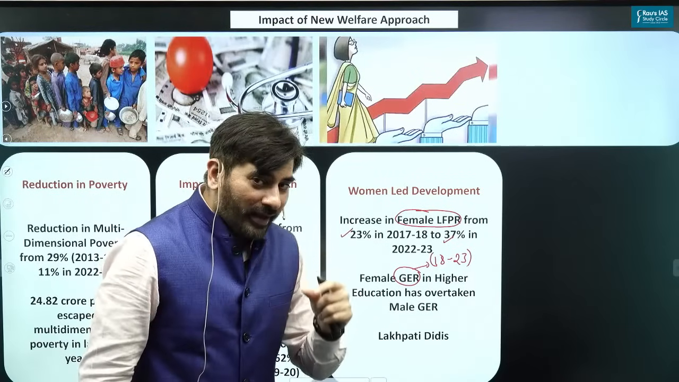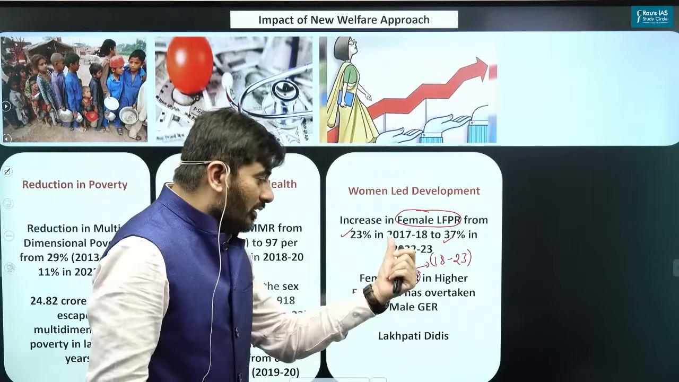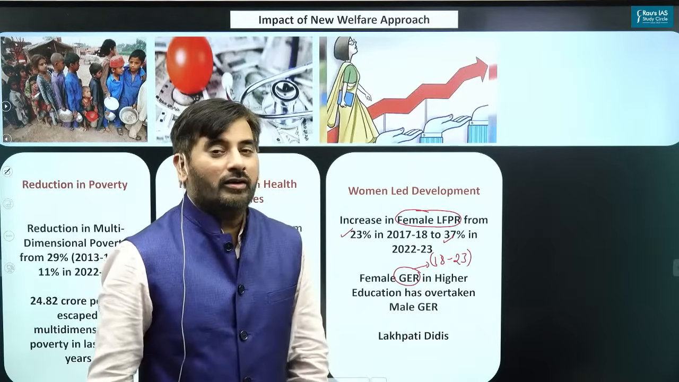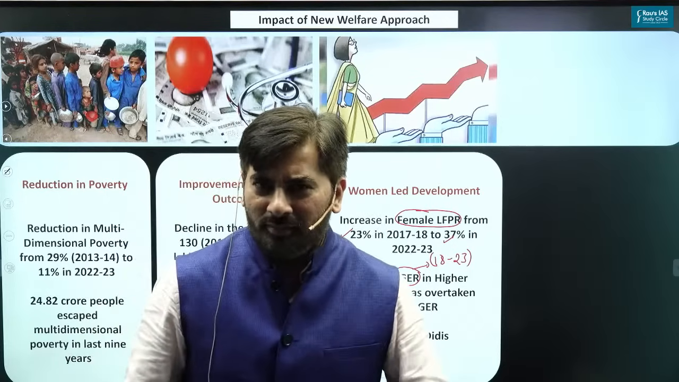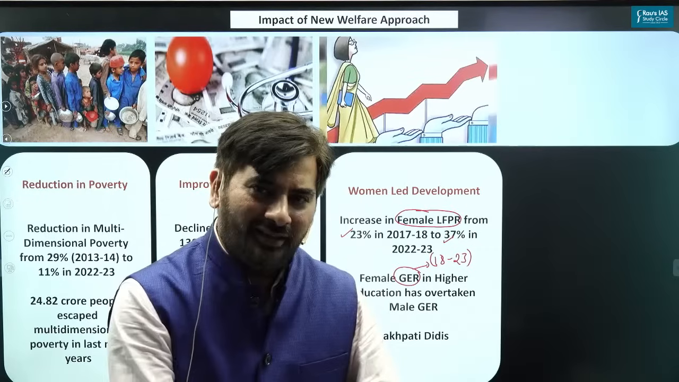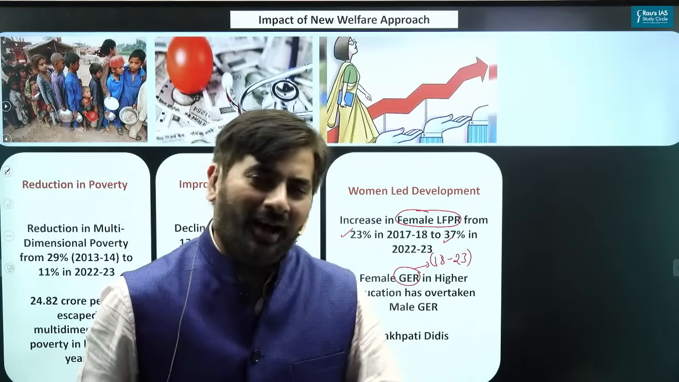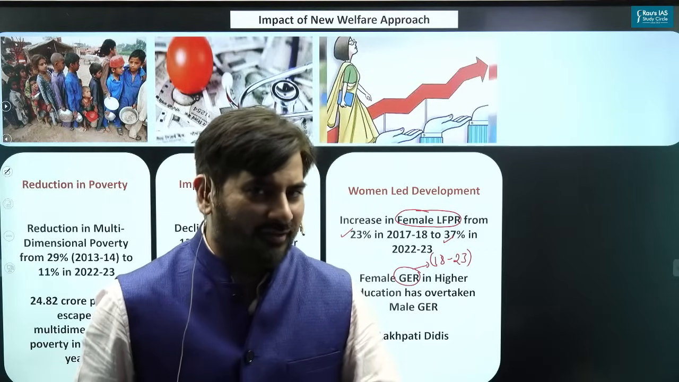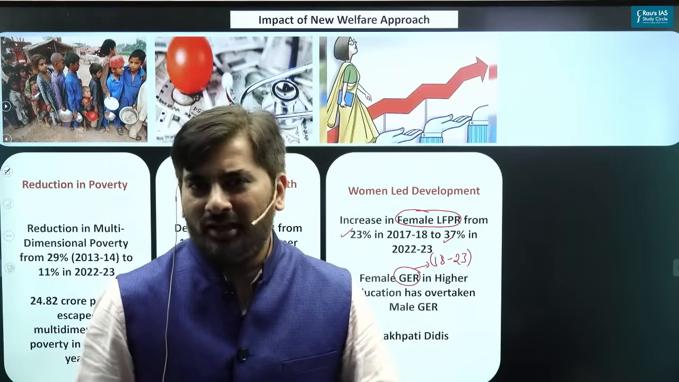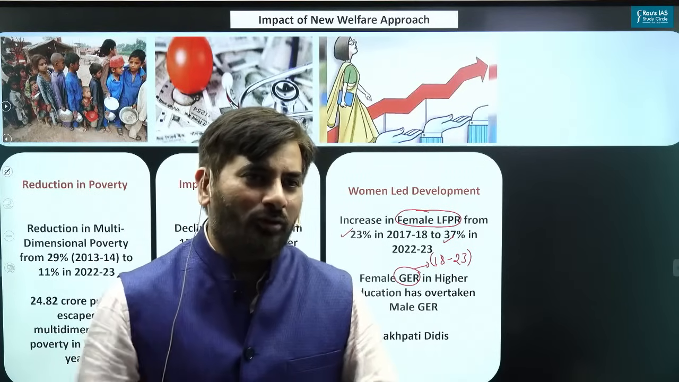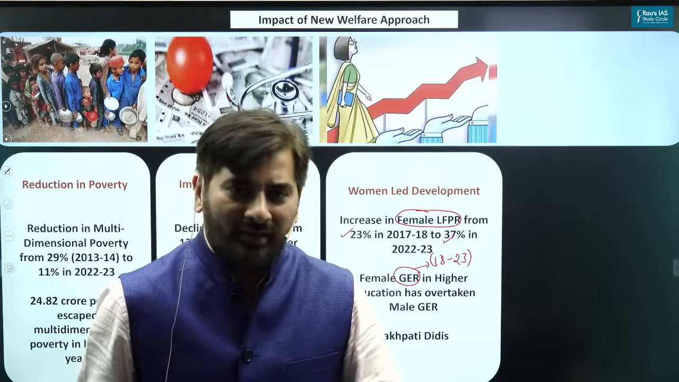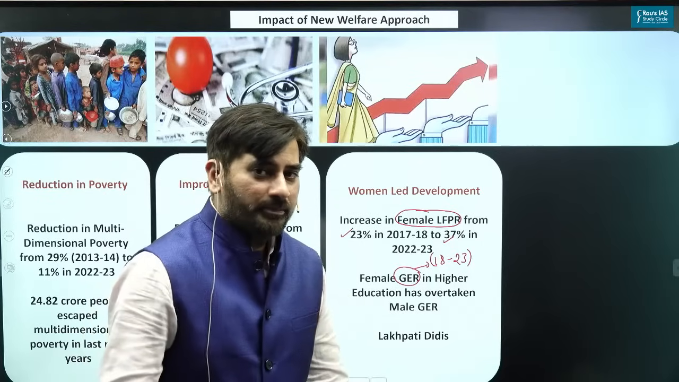But the most surprising part, the female gross enrollment ratio in the higher education is more than the male gross enrollment ratio. What does it mean? It means that a higher percentage of females in the age group 18 to 23 are enrolled in higher educational institutions as compared to the percentage of males in the age group 18 to 23 who are enrolled in the higher educational institutions. Can you see how this has led to women-led development?